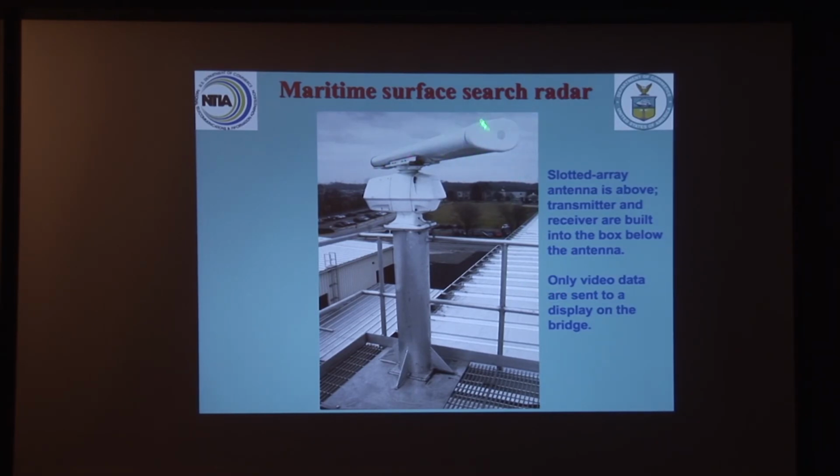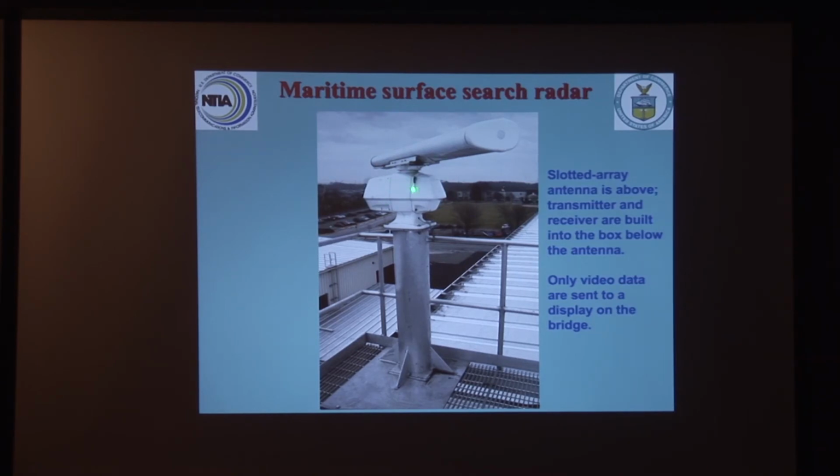Here's a slotted array radar antenna. Spins every 2 or 3 seconds. The beam is shaped kind of like this, downward tilted like that. Again, you can see things from a few yards away out to maybe 5 or 10 miles. You have variable range settings. The entire transmitter receiver is a work of art. It's built into this little housing right here.